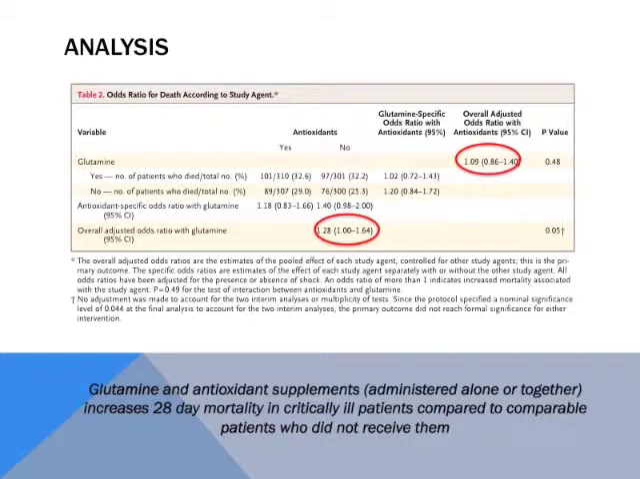Nevertheless, the investigators observed an odds ratio of 1.28 for glutamine and 1.09 for antioxidants, both of which did not reach statistical significance because the confidence intervals include 1. This tells us that glutamine and antioxidants, either alone or combined, increased risk of death in critically ill patients. This result was shocking and was big news because, as you may recall, the hypothesis was that these nutrients would decrease oxidative stress and decrease mortality, but it appears that they may be detrimental.